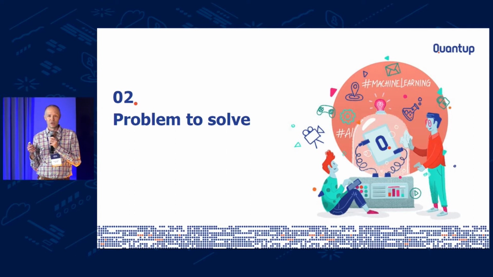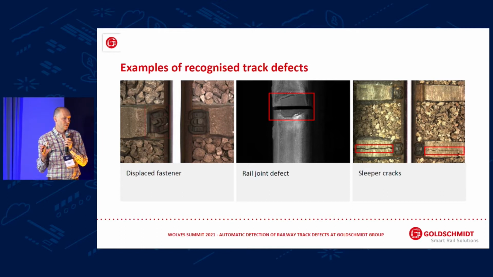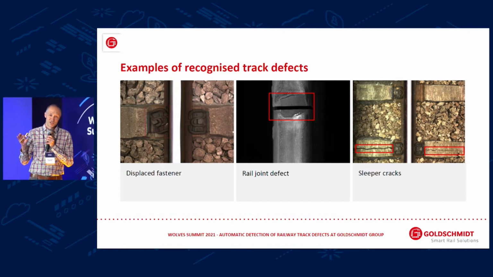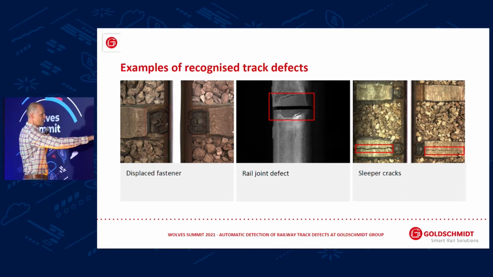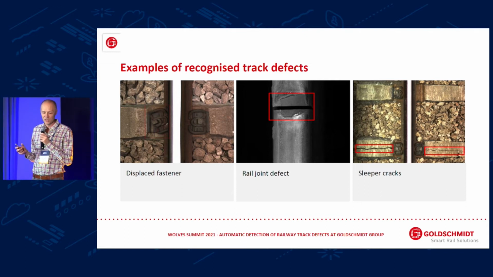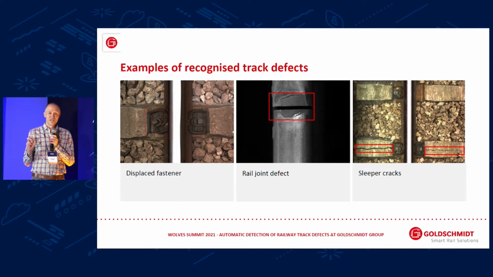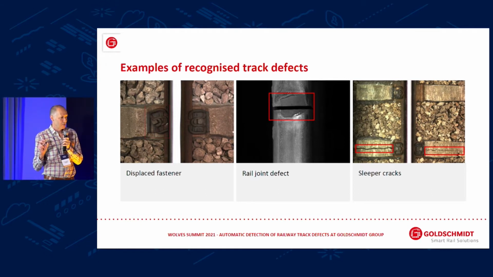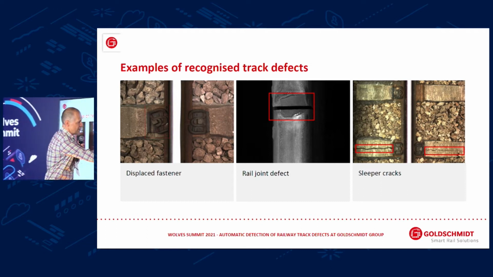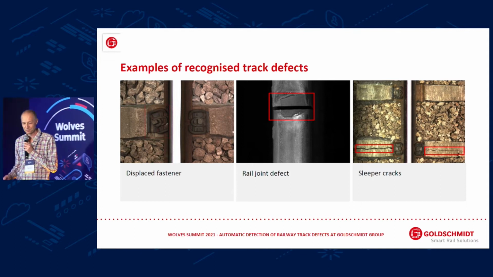What was the problem to solve? When we concentrate on more detailed images, we can observe a couple of things. The first one, a displaced fastener. This is a fastener. If we can locate it, we can fix it with special tools. The second one is, for example, a rail joint defect, but it can be a rail head defect. And the third one, the most important for us, is damaged sleepers. You can see severe cracks along the sleepers. And this was the topic of our project.